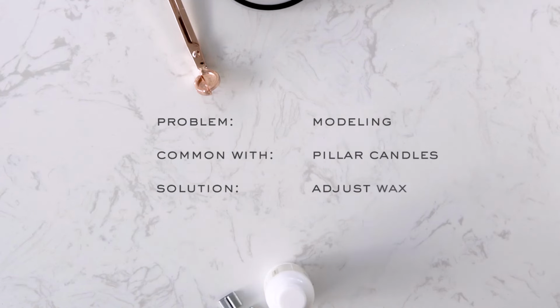Modeling. The snowflake type appearance that can occur on a finished candle, most common in pillars. Try adjusting the pour temperature of your wax to prevent modeling.